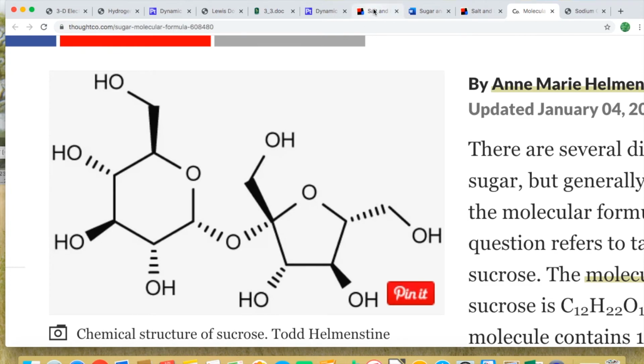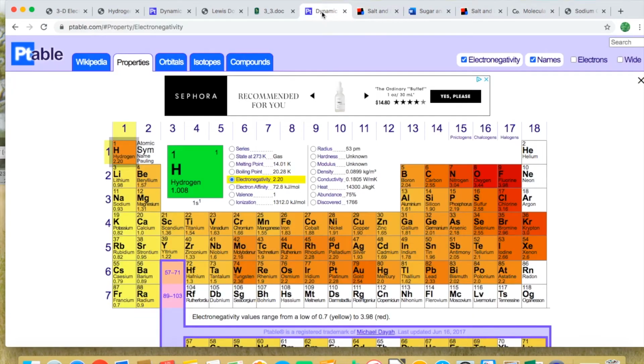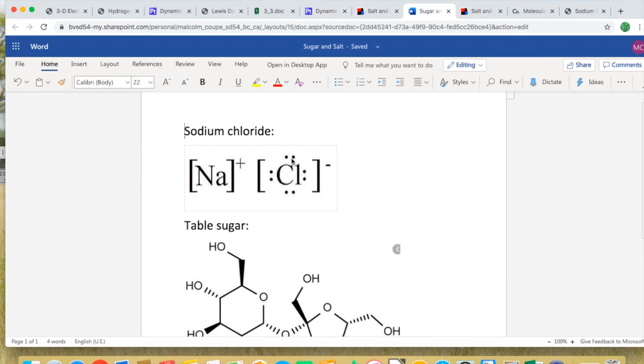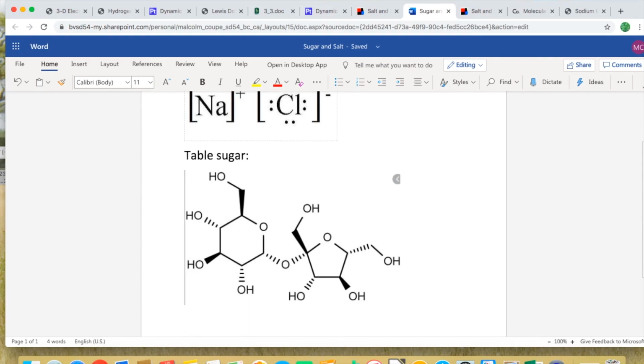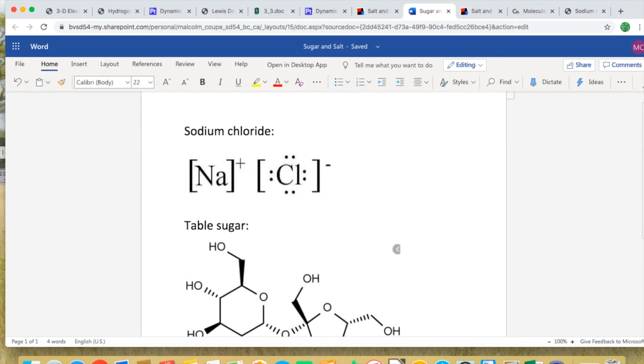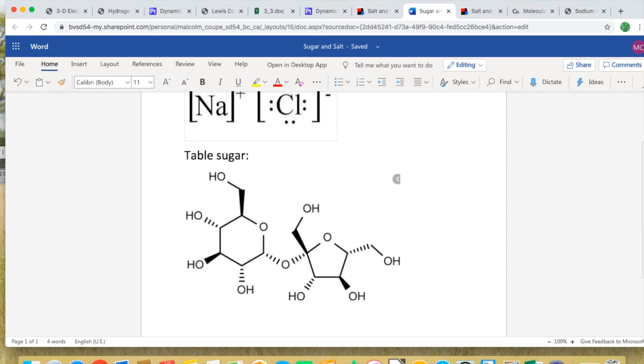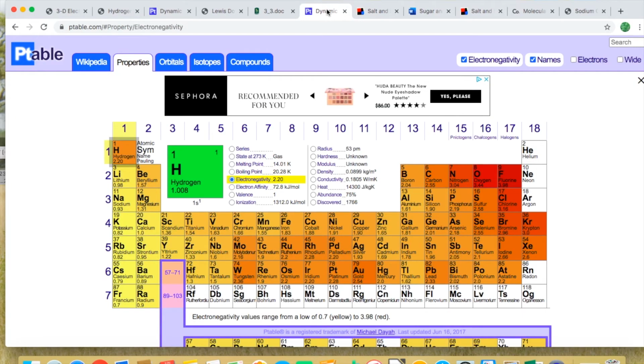It's not like that, where is it? It's not like that for sugar. In the case of sugar, we're forming what are called covalent bonds. The covalent bonds are different in that electrons are shared. And what is the reasoning behind this? Why do we sometimes have electrons being shared and sometimes have them being donated? It comes down to what's called the electronegativity of the elements.